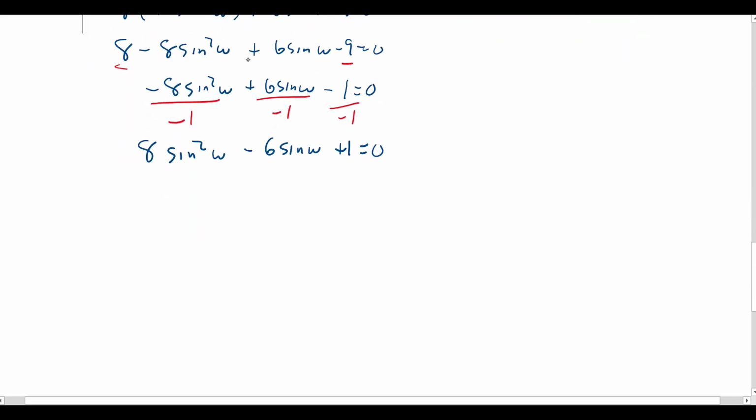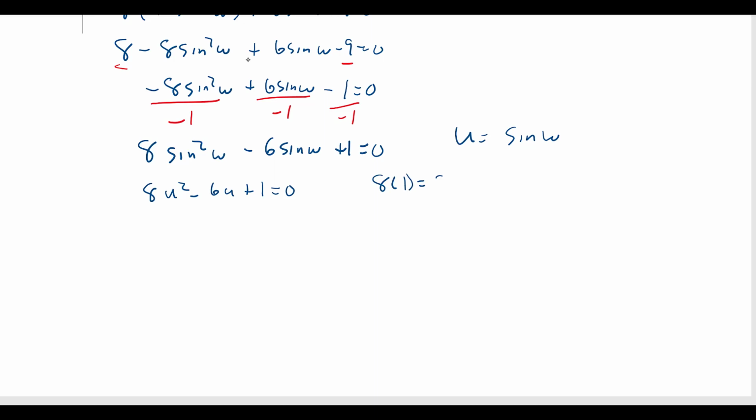And if I were to do the u substitution, u equals sine w, I'd have 8u squared minus 6u plus 1 equals 0. So if I'm going to use the AC technique, or you can just do factoring, or use the quadratic formula if you want. 8 times 1 is 8. Factors of 8 that add to be negative 6 would be negative 4 and negative 2. You can do 2 or 4 first.